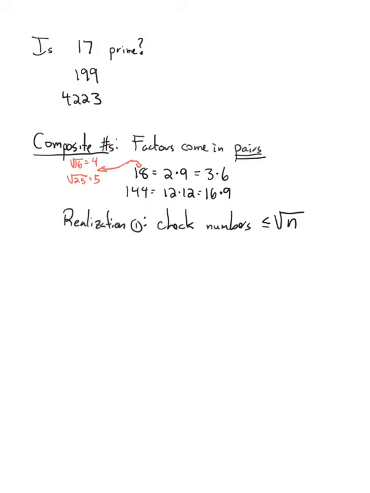The other realization is as follows, and this is important. Remember, every number can be built up as a product of primes. Something like 9 here, for example. 9 I can write as 3 times 3.